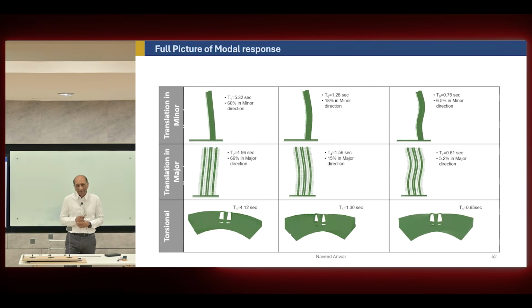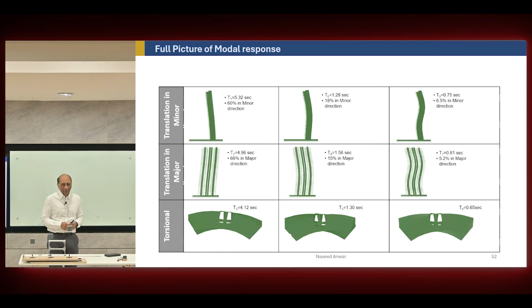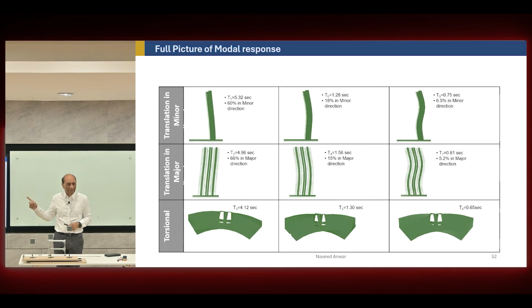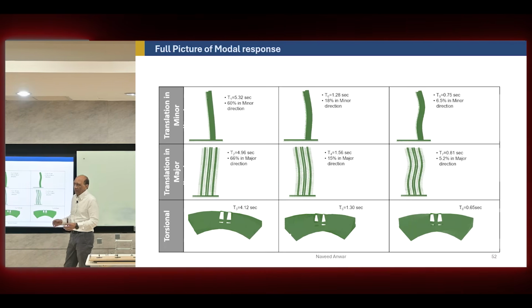This is the one that I was talking about. This is the type of table that I expect you to make for your project, every one of you. Don't look at the modes randomly. Organize them in a matrix like this. So this is a very good way to understand everything about the building.